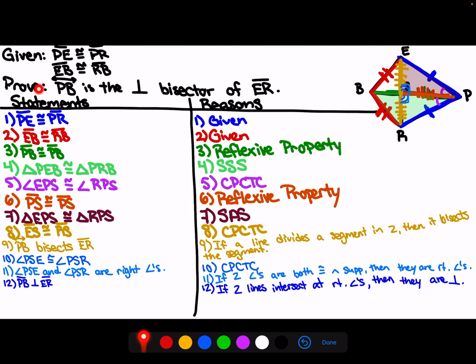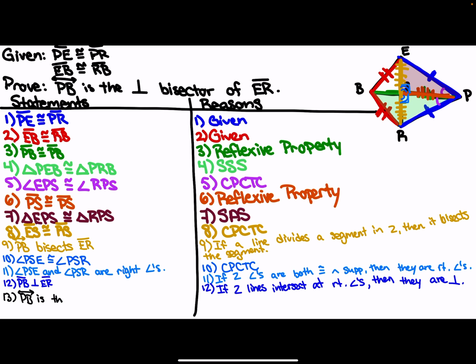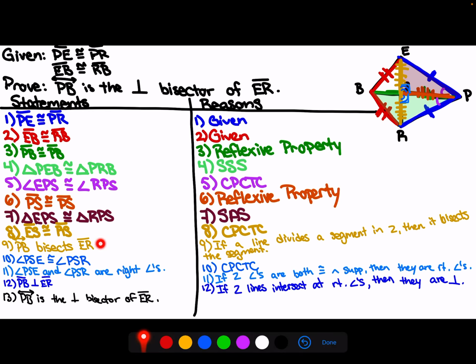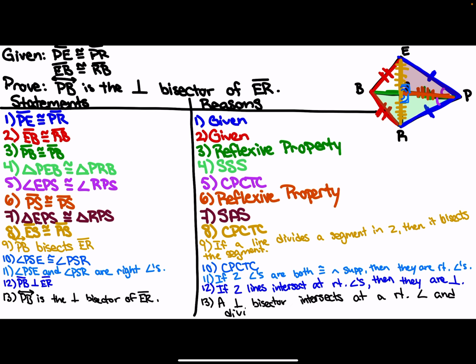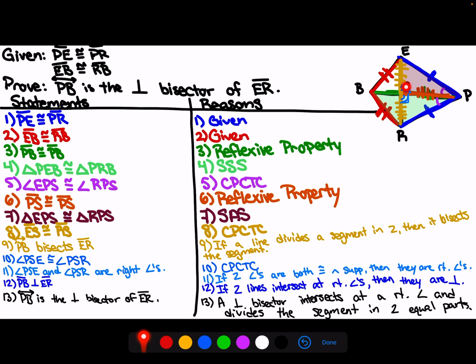And the reason that we can say that deals with statement number 9. We see that's bisecting. And statement number 12, where we see it's perpendicular. So we see that's a perpendicular bisector. So a perpendicular bisector intersects at a right angle, which we see, and divides the segment into two equal parts, which we also see. So at this point, this proof is now finished. We have proven that PB is the perpendicular bisector of ER.